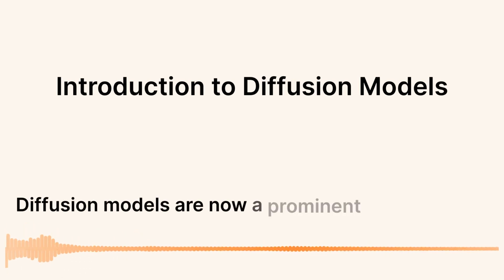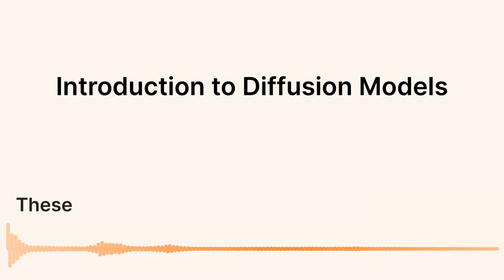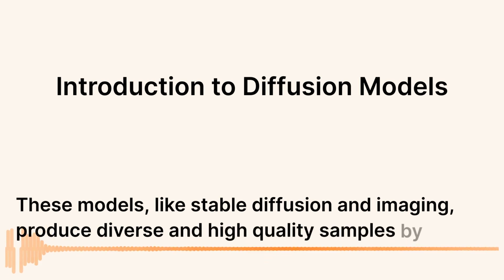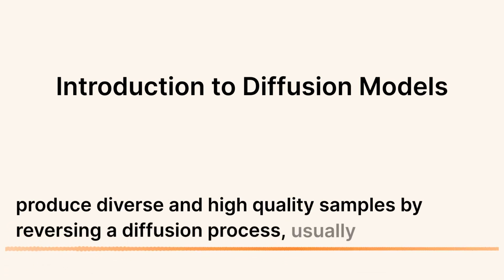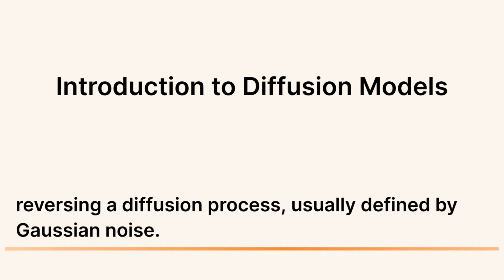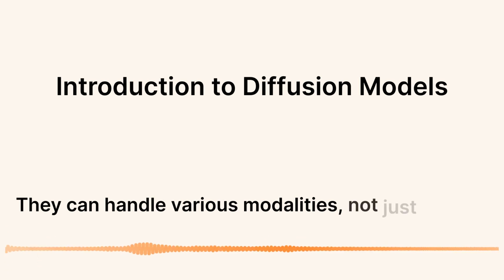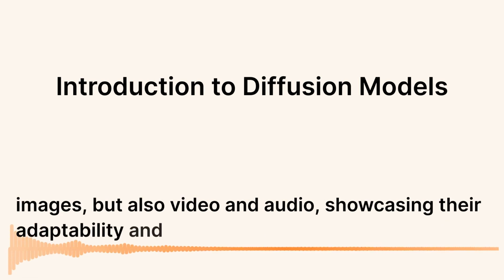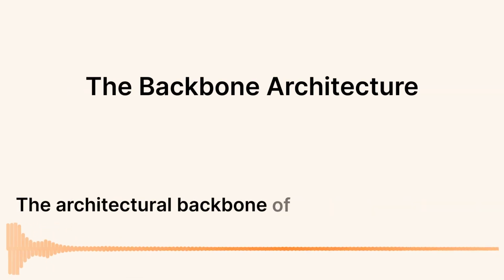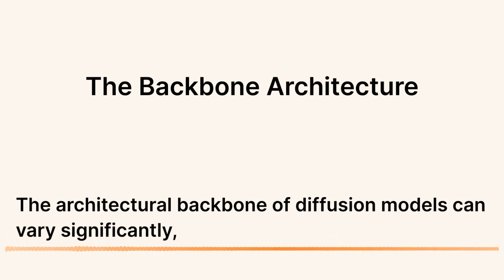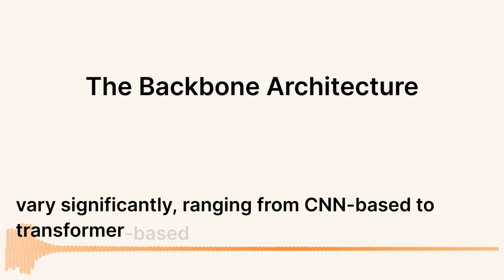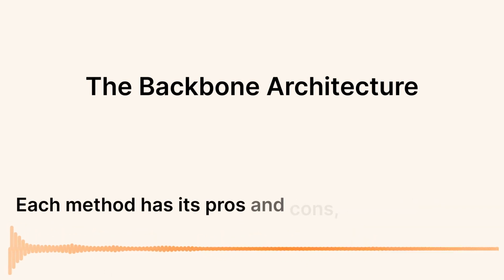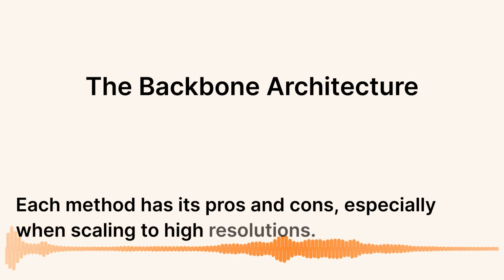Diffusion models are now a prominent method for image generation. These models, like Stable Diffusion and Imagen, produce diverse and high-quality samples by reversing a diffusion process, usually defined by Gaussian noise. They can handle various modalities, not just static images, but also video and audio, showcasing their adaptability and robustness. The architectural backbone of diffusion models can vary significantly, ranging from CNN-based to transformer-based to hybrids and state space models. Each method has its pros and cons, especially when scaling to high resolutions.